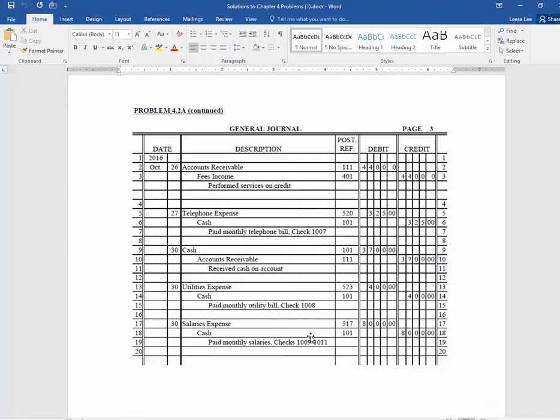Let's say, for example, that in the salaries expense you had four employees. So you had an expense line for each employee. So in the end, they would add up to, let's just make an example, $8,000. And then you would have a debit for an expense per employee. That would be another example of a compound entry.